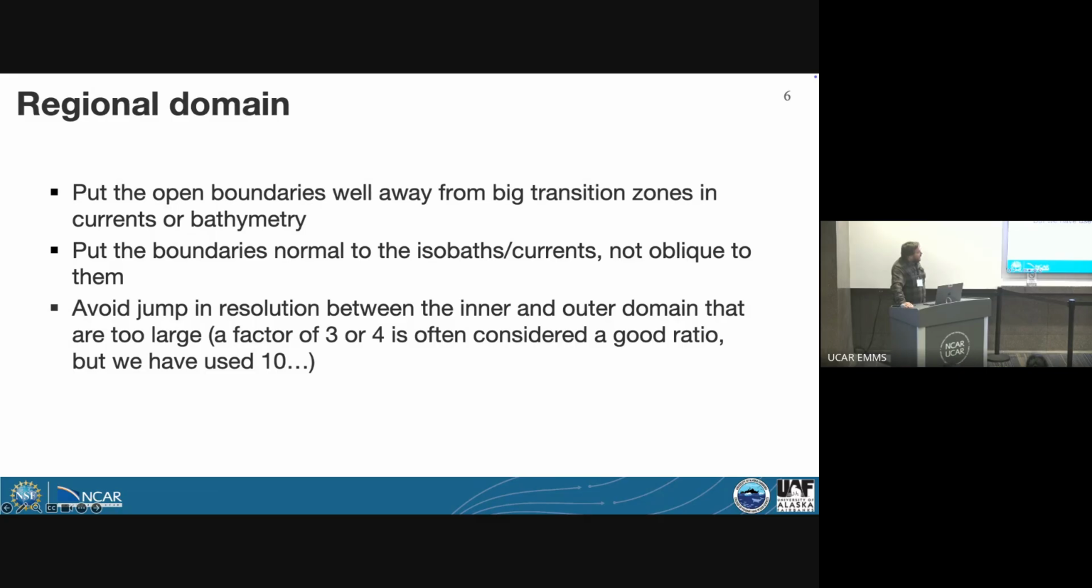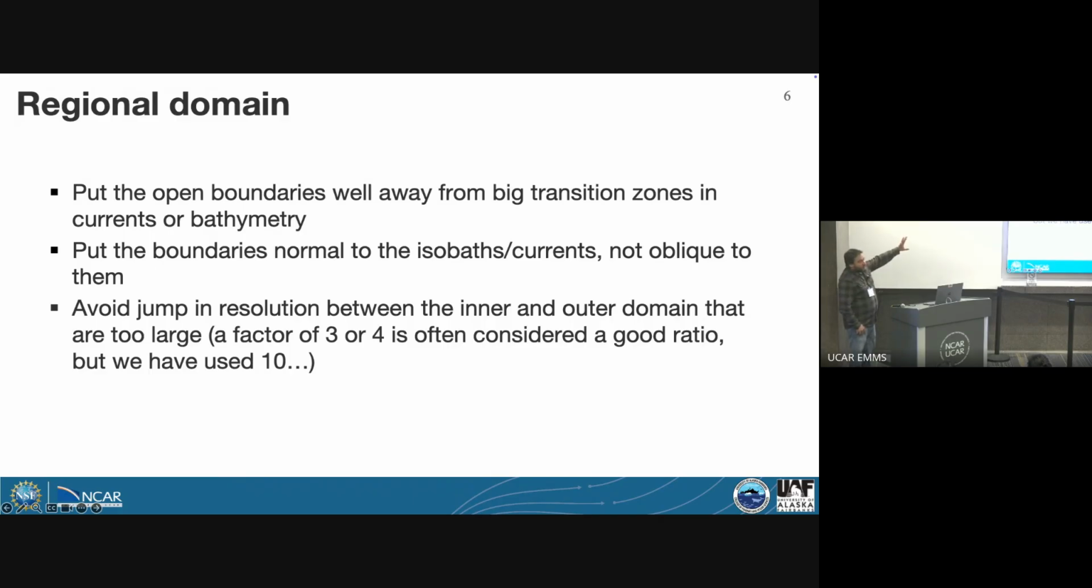One other thing is we usually try to avoid too big of a jump in resolution between the model that you use to provide your open boundary condition and your regional domain. Typically, 3 to 4 is often considered a good ratio, but it's not always possible. We have been using up to 10, especially when we do downscaling of climate projections, where we only have the 1 degree nominal resolution CMIP style model to downscale.